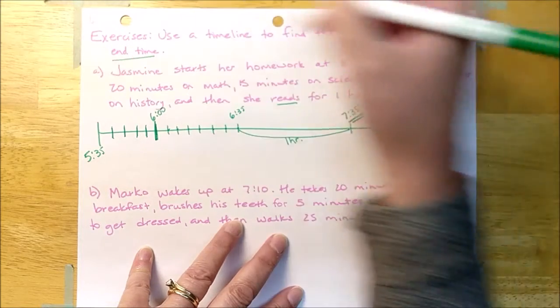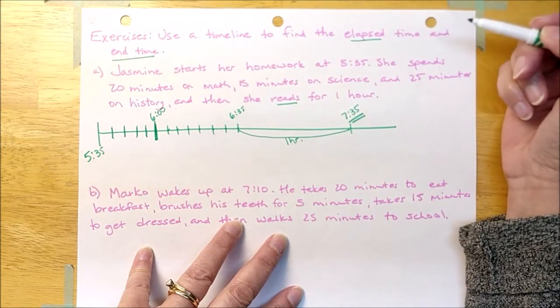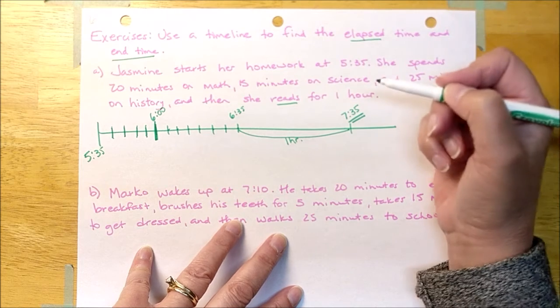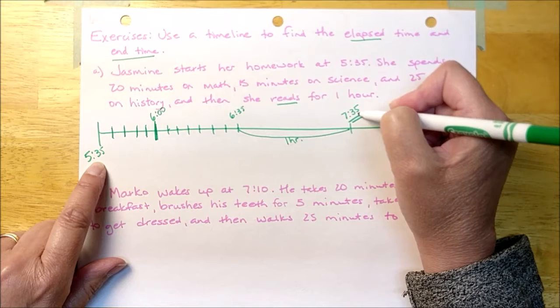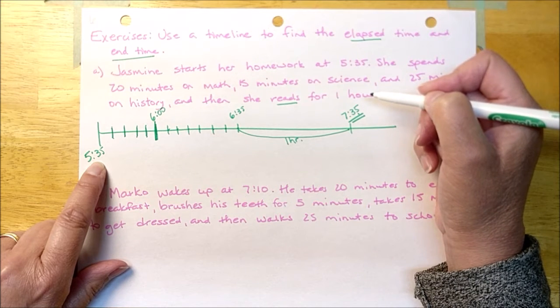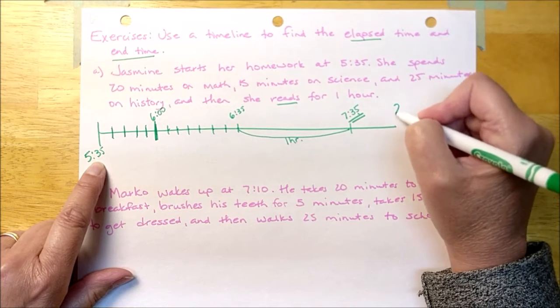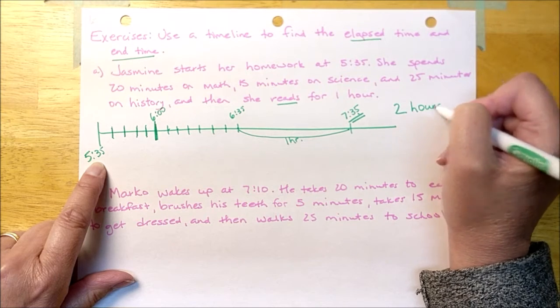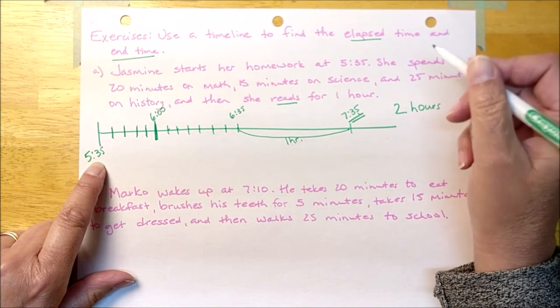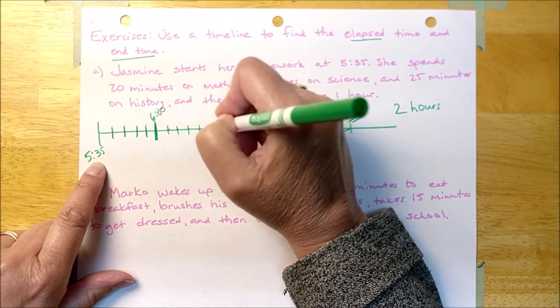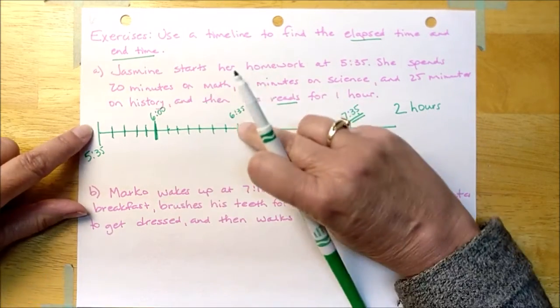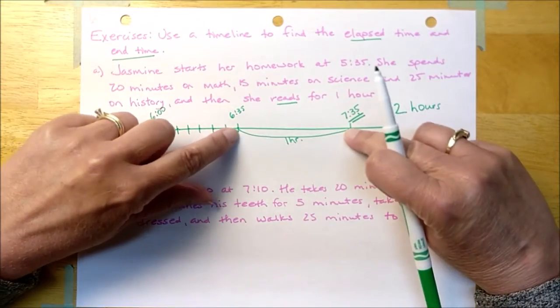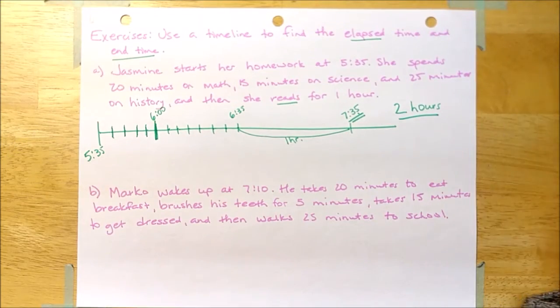So we now know the end time. We need to know how much time she spent doing homework. She started at 5:35 and ended at 7:35. That means she spent exactly, the minutes are the same, 2 hours doing homework. We can see if this equals 60. 5, 10, 15, 20, 25, 30, 35, 40, 45, 50, 55, 60. So from here to here is 60, and there to there is 60, which is 2 hours. So she spent 2 hours doing homework, and she ended at 7:35.